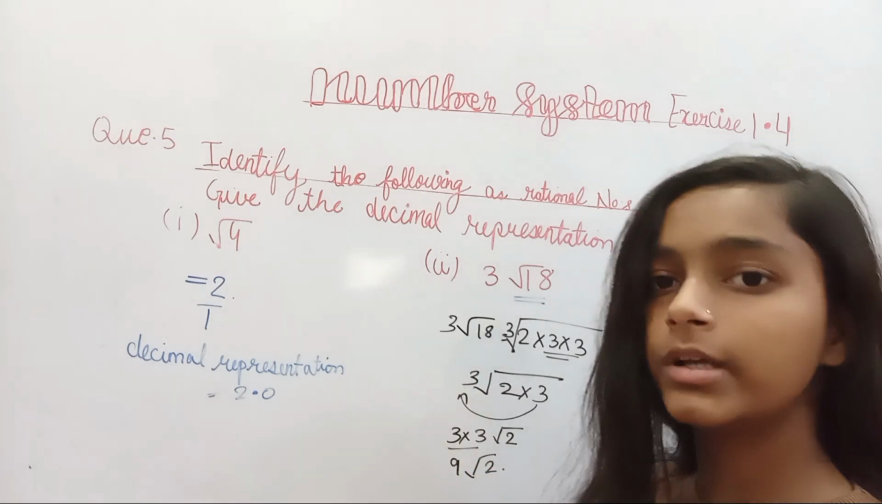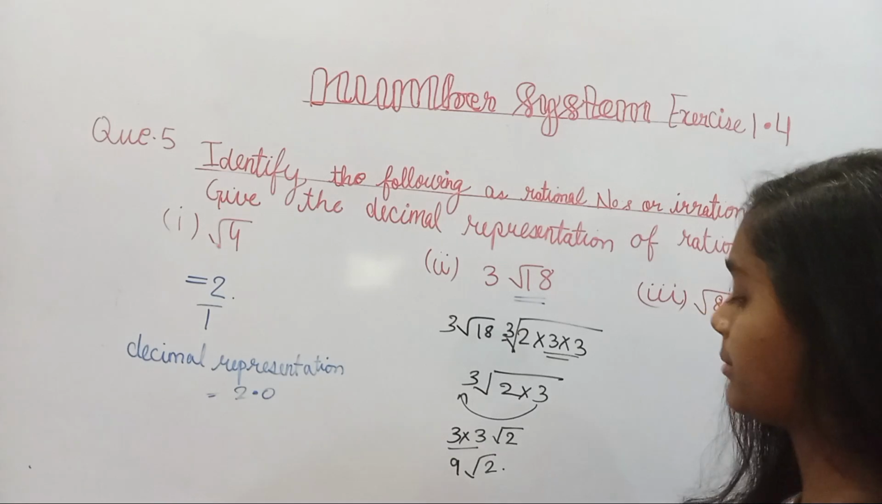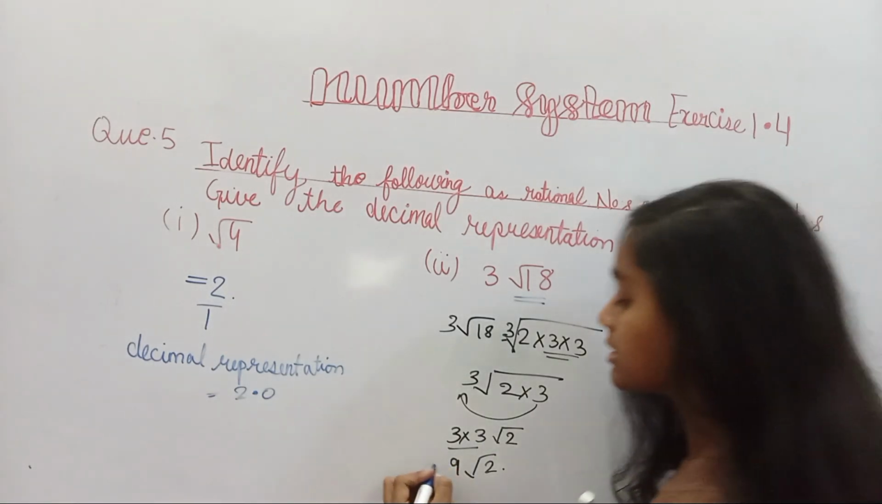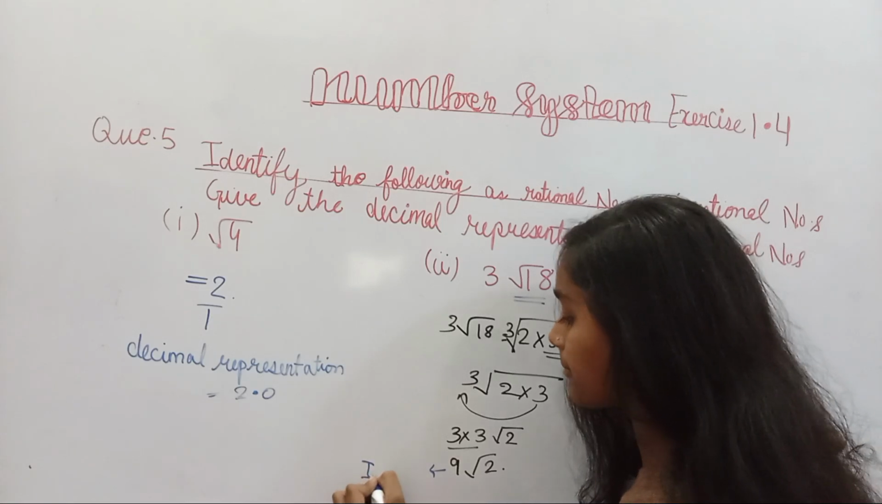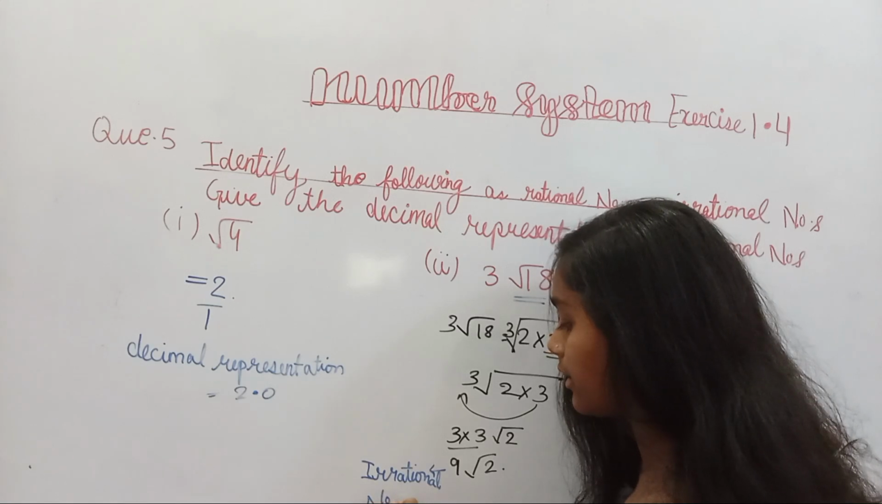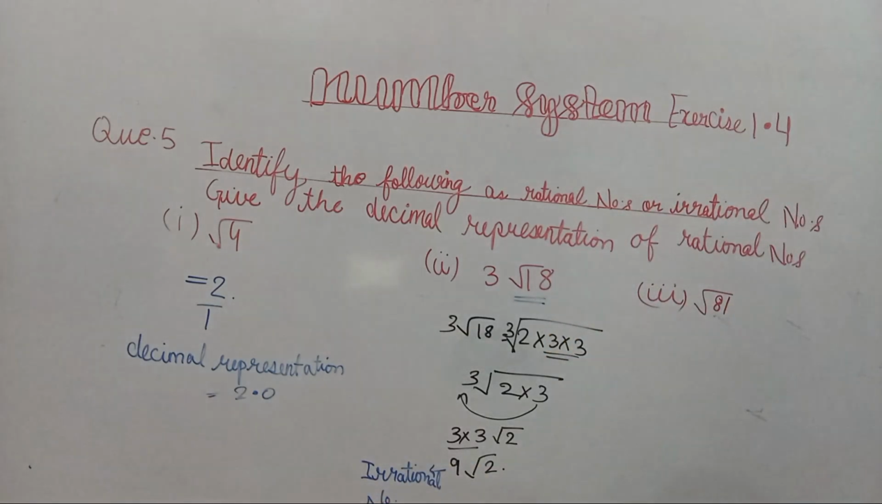Now 9 root 2 is obviously an irrational number because it cannot be written in the form of p by q, and thus it cannot be written in the form of a decimal. So this is an irrational number.